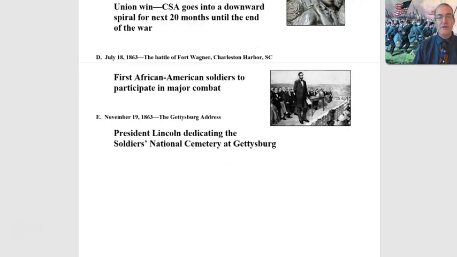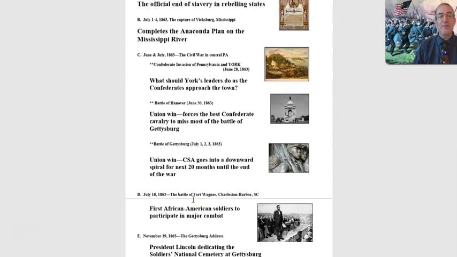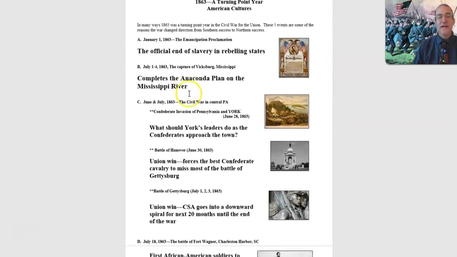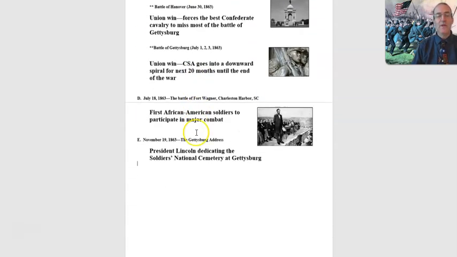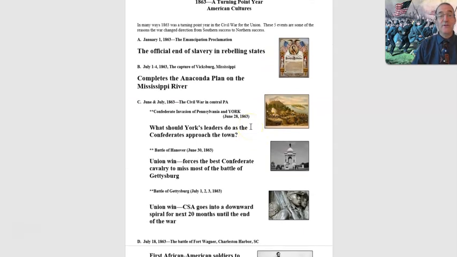All right, so you've got a little bit of notes here about 5 events that we are going to spend some time with this week. So that's Gettysburg, 1863 as a turning point year, including the Emancipation Proclamation, the Civil War moving into central Pennsylvania, York and Hanover and Gettysburg, and the Battle of Fort Wagner and the Gettysburg Address. All of those important things in moving us closer to the end of our Civil War, where things will start to go better for the Union side.